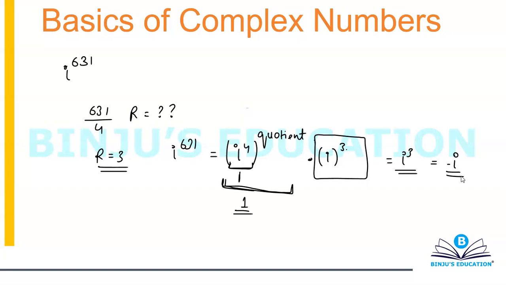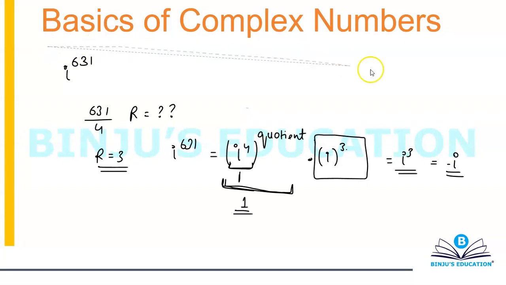This is how the concept of cyclicity helps you. There are only 4 outcomes possible for any power of iota: iota, 1, negative iota, negative 1. There is no fifth thing that is possible. So just remember the values of the first 4 powers of iota, that's it, and then use the concept of cyclicity.